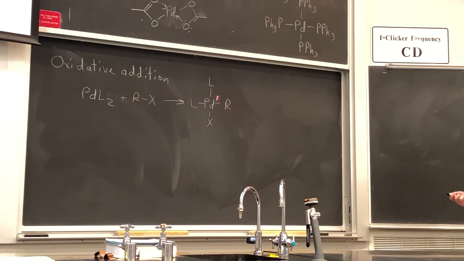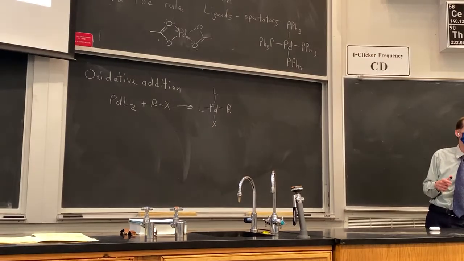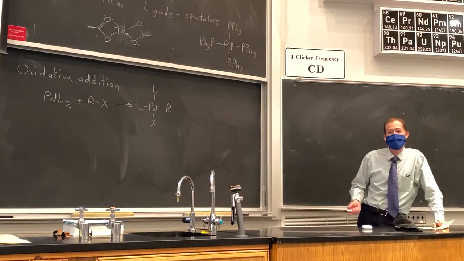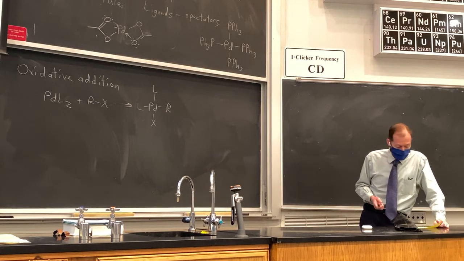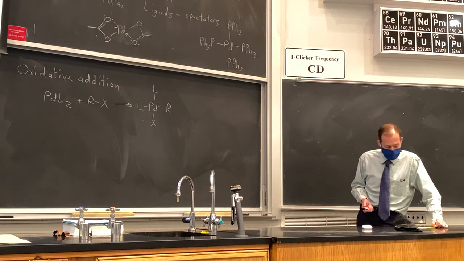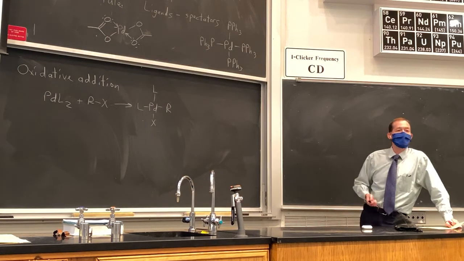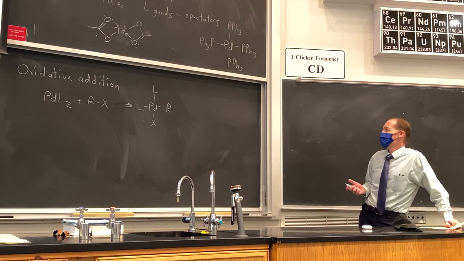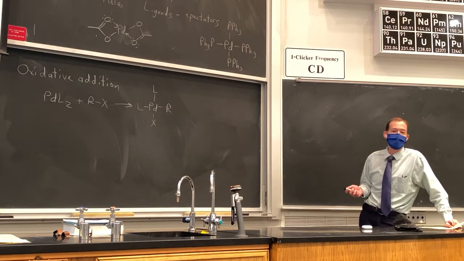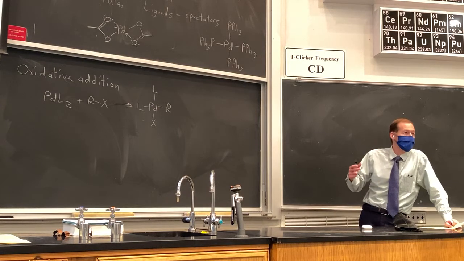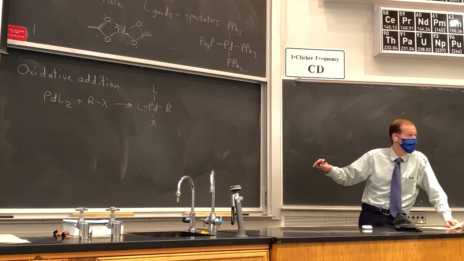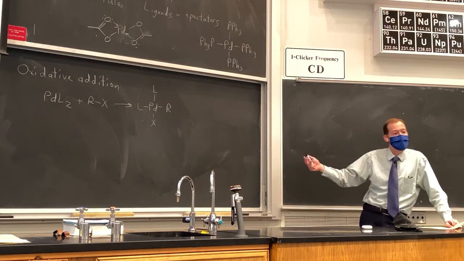And we have attached our R group to the palladium, and that's critical for the reactions that we're going to see in this chapter. Okay, so this is called oxidative addition. The reason it is called oxidative addition is the palladium's oxidation state has increased by 2. Here it is 0, here it is +2. You don't need to know that in order to understand the chemistry we're learning in this chapter, but if you're curious as to where the name came from, that's where the name came from.